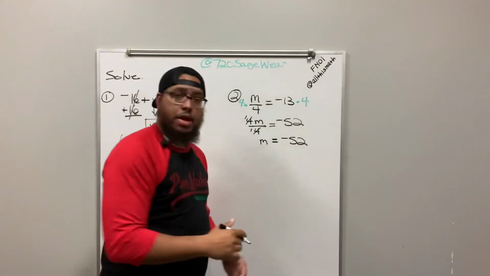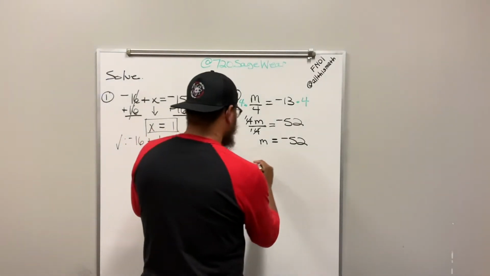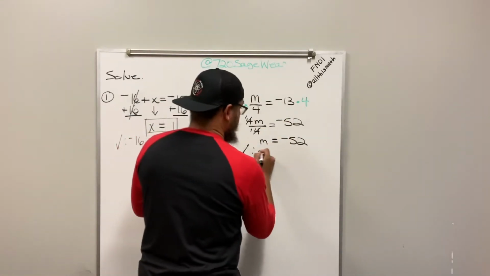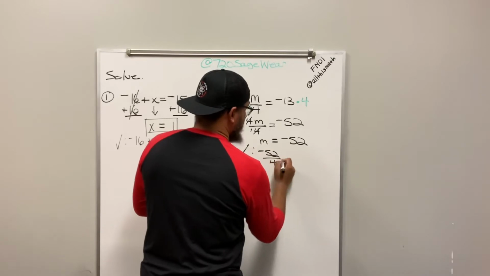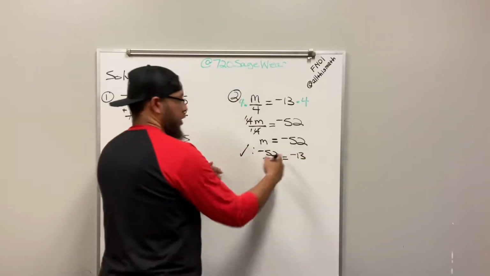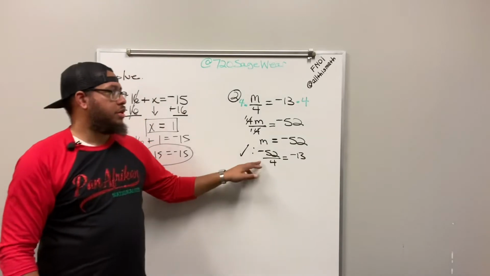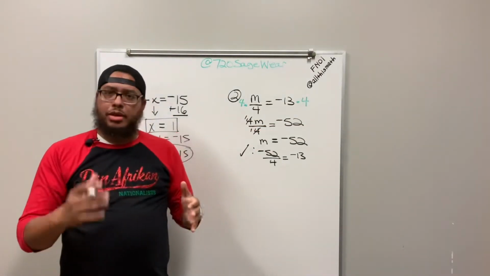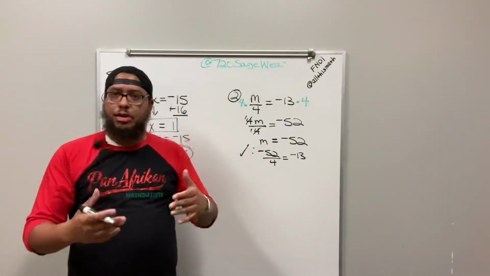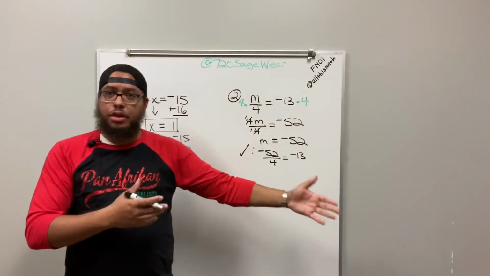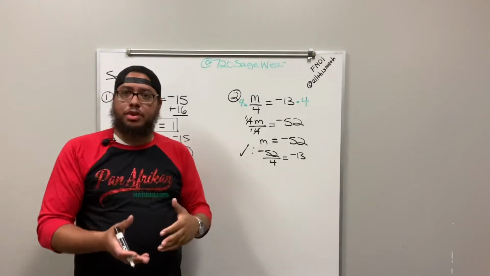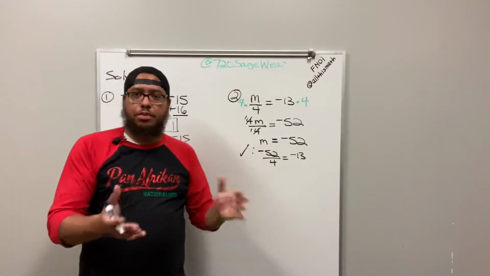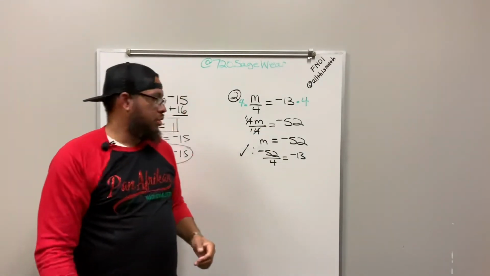Now, I want to check my work to make sure that's right. So I substitute in negative 52 for m. So I got negative 52 over 4 equals negative 13. And that's true, right? Because negative 13 times 4, you can use a calculator for that, or you can do the mental math by breaking 13 down into 10 plus 3. 10 times 4 is 40. 3 times 4 is 12. 40 plus 12, put them together, that's 52, right?